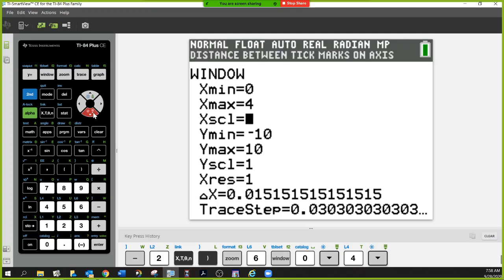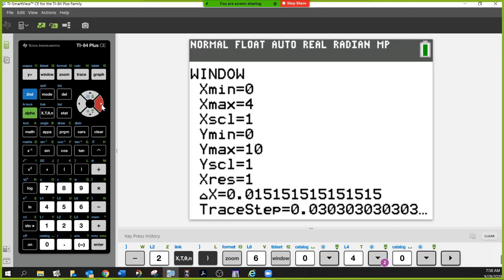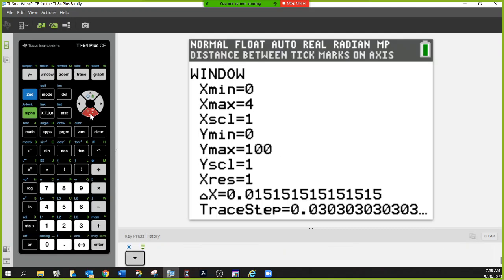My x scale, whatever, it can go by ones, who cares. Y minimum, it's a volume, so the minimum value that you can approach is 0. And I'm taking a total stab in the dark with this maximum, and I'm hoping that 100 is big enough. And I'll just say y scale is 5, so it'll give me 20 tick marks from top to bottom. And graph, and hope.